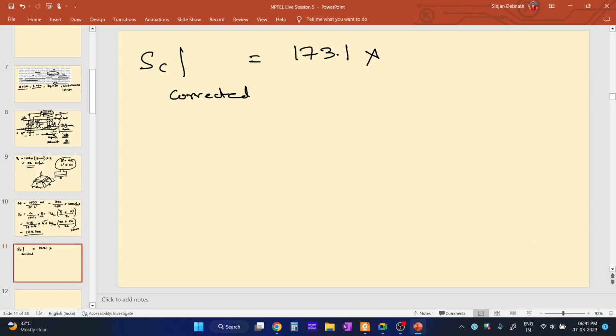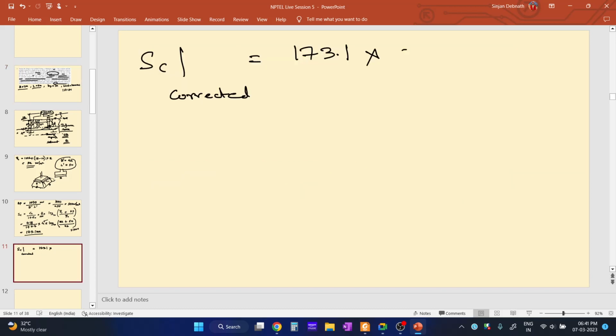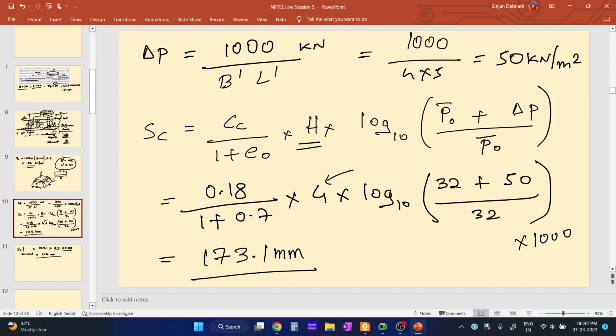173.1 millimeter into the correction factors, that is 0.7 and 0.88. If you calculate this, you will get the consolidation settlement. The consolidation settlement will be 107 millimeter. Okay. So here we have just multiplied the correction factors with the consolidation settlement which we got from this equation. Okay, so if you have any doubt in this question, please let me know, or else I will proceed to the next question.